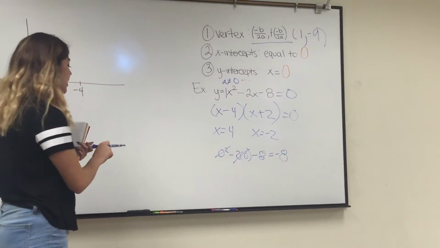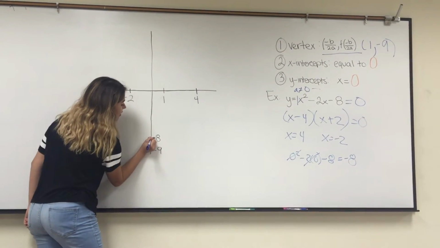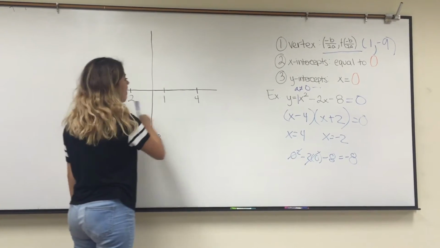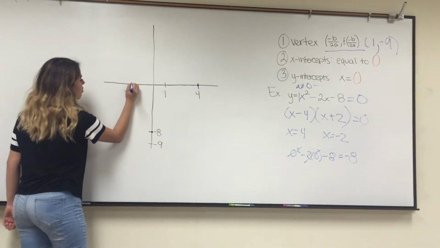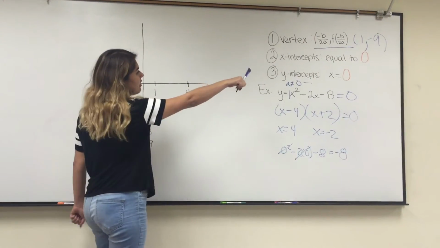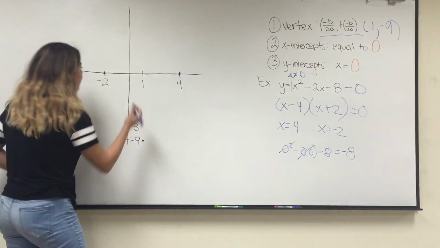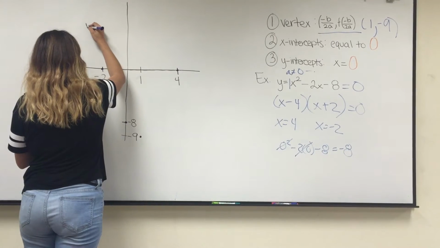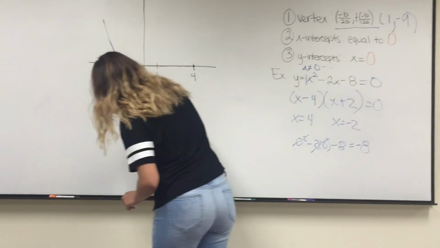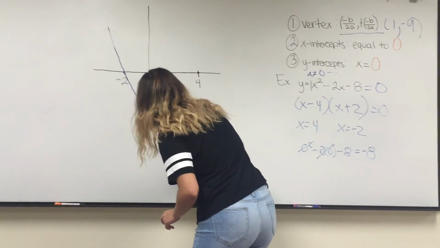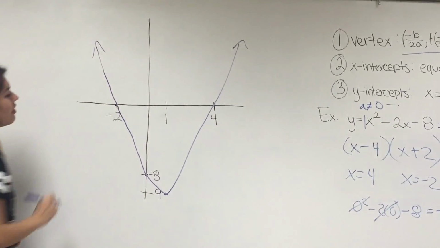Now that we have the points, we can just plot them. Okay, so the y-intercept is going to be negative 8. And then x equals 4. And x equals negative 2. And then the vertex is at 1, negative 9. So that's 1, negative 9. So right here. So that's a parabola.